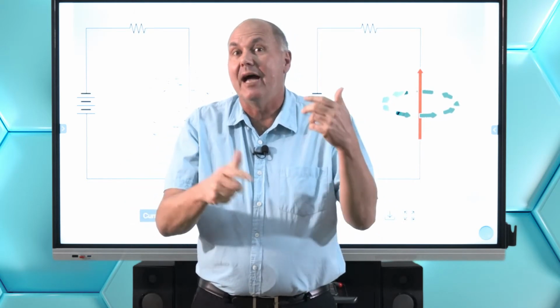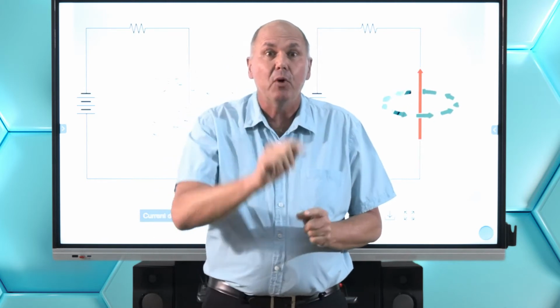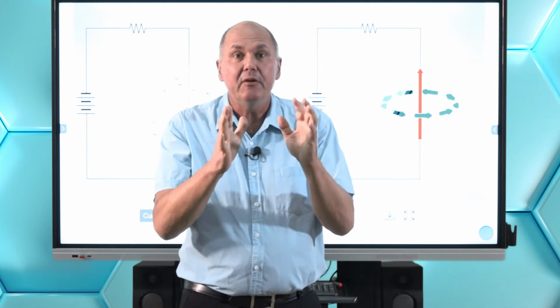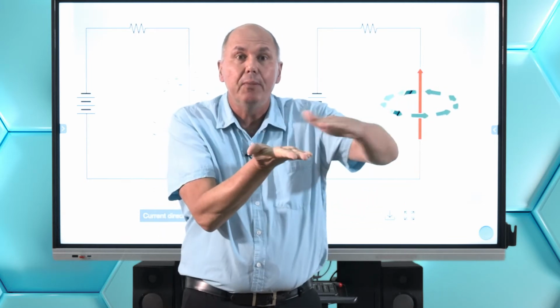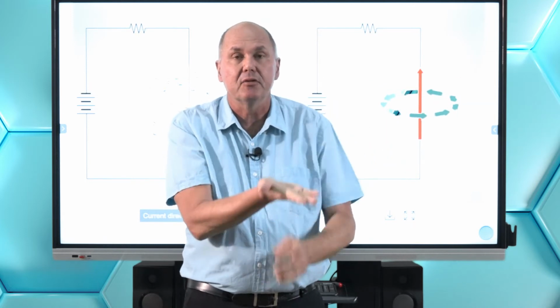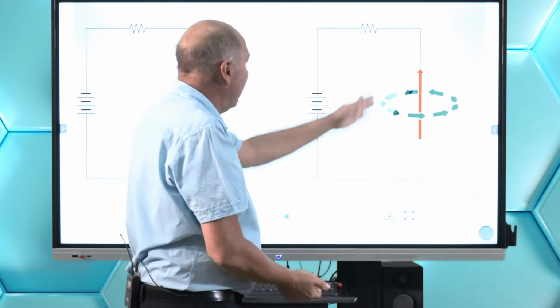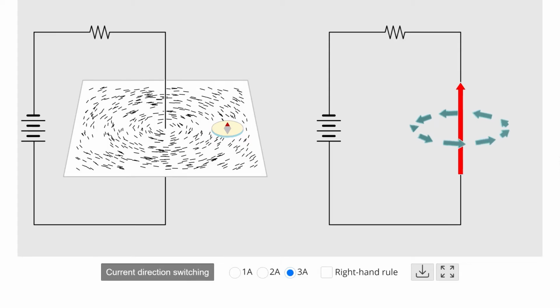Changing the direction of the current changes the direction of the magnetic field. But what's important here is that in both these cases, the magnetic field is still perpendicular to the direction that the current is passing through that conducting wire. And so you recognize they're perpendicular to each other.